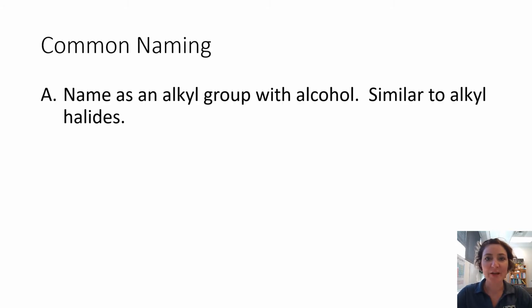All right, so the first step in using the common naming for alcohols is to look at what your longest carbon chain is that has the alcohol. And you're going to take that carbon chain and name it as an alkyl group. So we'll be using our prefixes that we use for IUPAC naming, such as meth, eth, prop, but, etc. But we're going to name them with a YL on the end, so methyl, ethyl, propyl. And then we just name the alcohol after it.